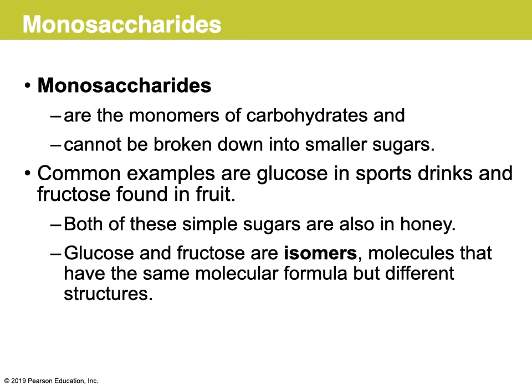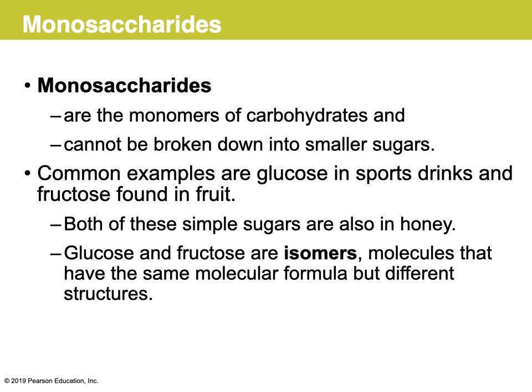Monosaccharides, right, mono for one, are the monomers of carbohydrates. And so a monosaccharide can't get broken down into a smaller sugar. Right? These are the smallest units of sugars. Common examples of monosaccharides are glucose, you might see in sports drinks, and fructose, which is found in fruit. Both of these simple sugars are also found in honey.